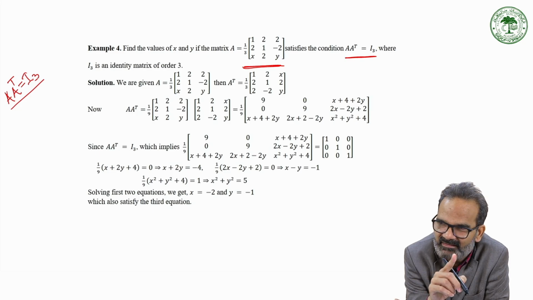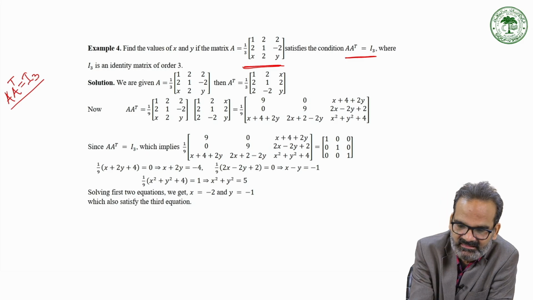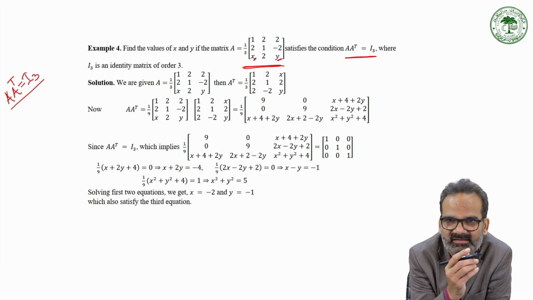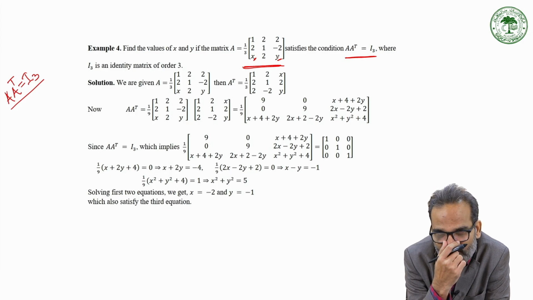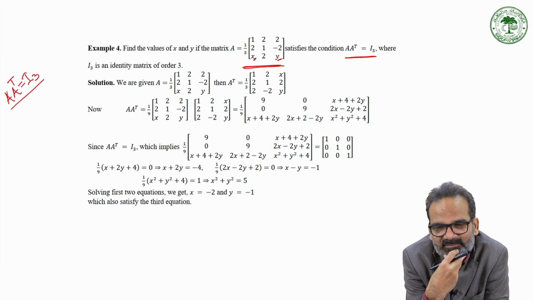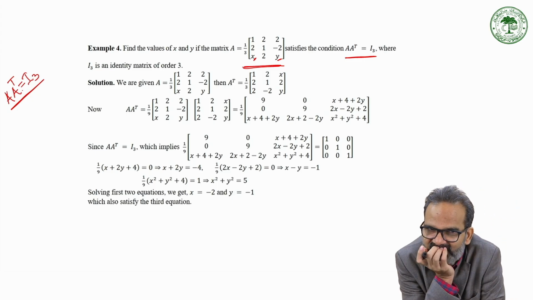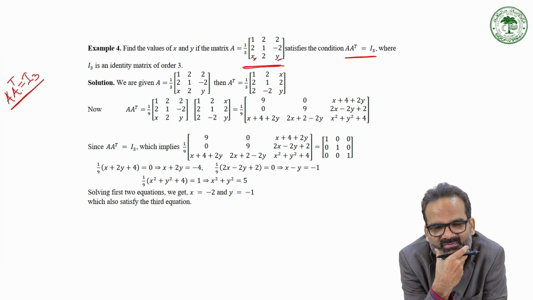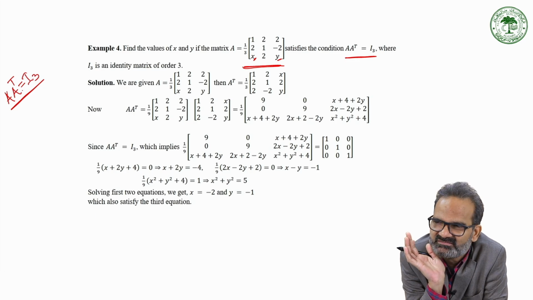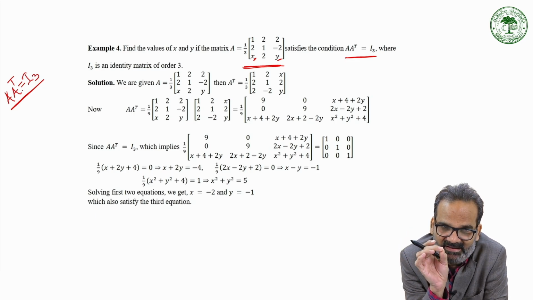Clear? A matrix is given to you. You have to find out the values of x and y. See, this is x, this is y. They are the elements of the matrix. What is given here? You are given that if a matrix is multiplied with its transpose, the product is an identity matrix. This is the condition which is given to you. Now, very simple, A is given to you. Simply write down its transpose, AT, then multiply the matrix A with its transpose AT. It must be equal to the identity matrix, right?